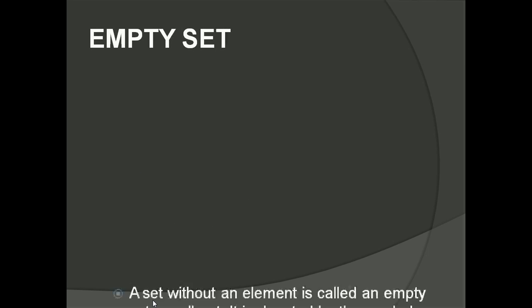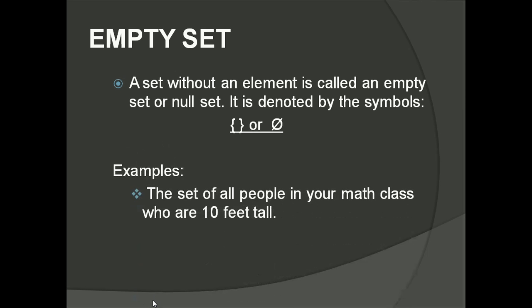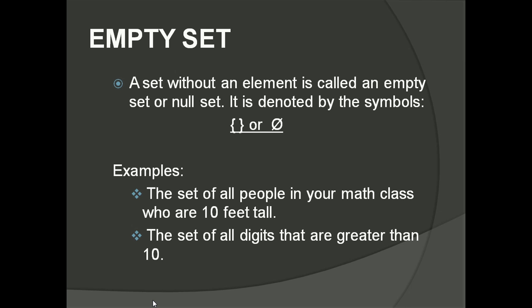Another type of set is the empty set. A set without an element is called an empty set or null set and is denoted by the symbol ∅ or { }. For example, the set of all people in your math class who are 10 feet tall, the set of all digits that are greater than 10.